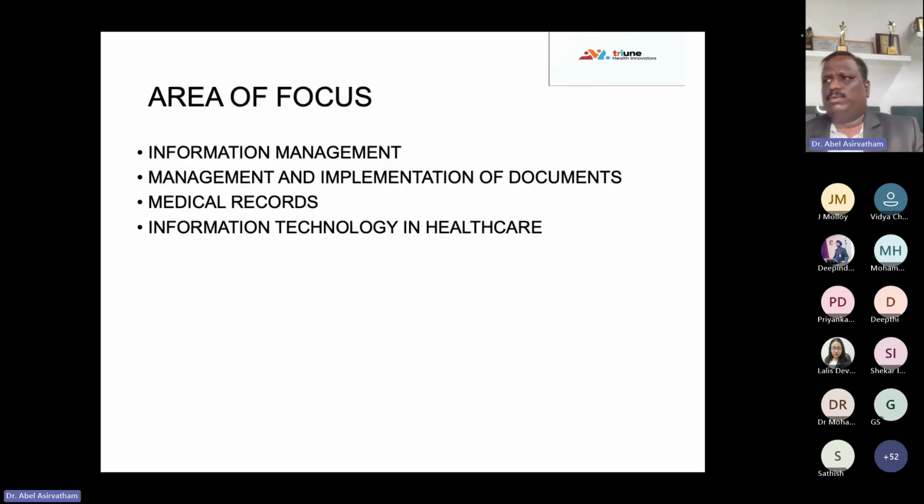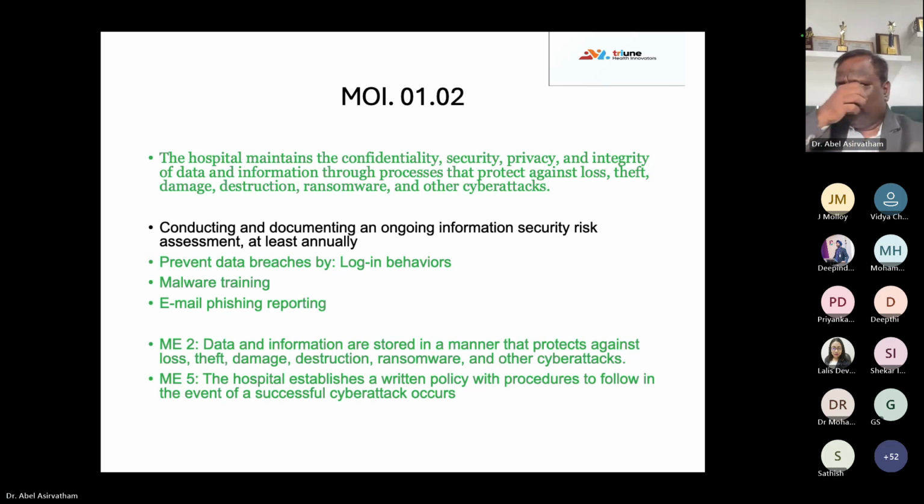So areas of focus will be information management, management and implementation of documents, medical records, and information technology in healthcare. The hospital maintains the confidentiality, security, privacy, and integrity of data and information, and protects against loss, theft, damage, destruction, ransomware, and other cyber attacks. Conducting and documenting ongoing information risk assessment, at least annually. Okay, you can use a tool for it. A lot of tools are available.